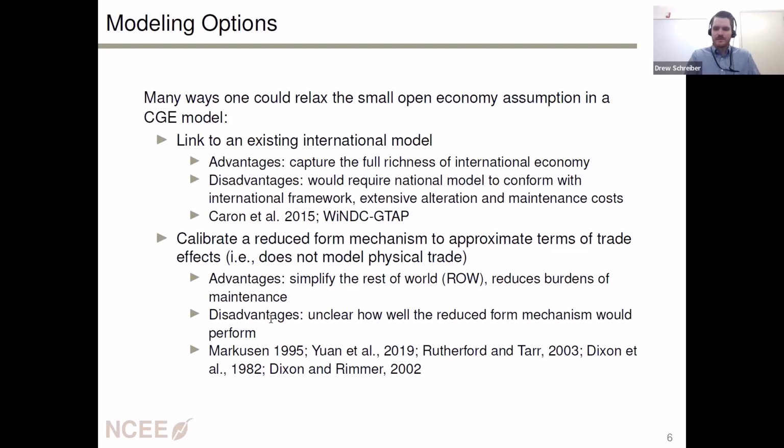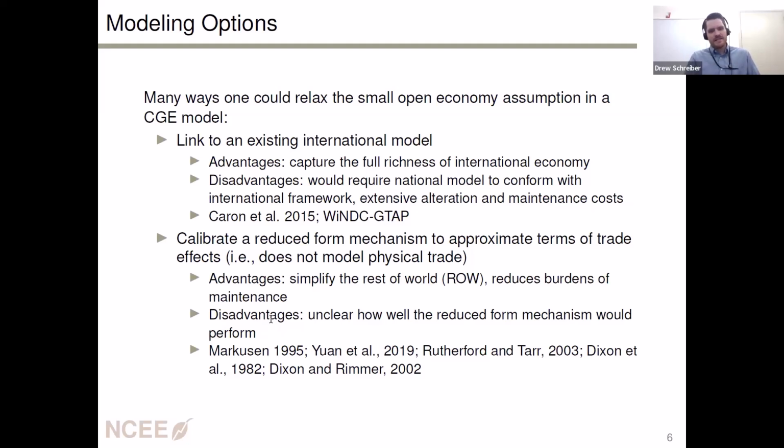Primarily you'd be able to capture the full richness of the international economy. But then, there are disadvantages, and you would require the national model to conform to international frameworks. It would likely deal with more complicated solutions, lots of alterations to the model, and then maintenance costs going forward in future model development.